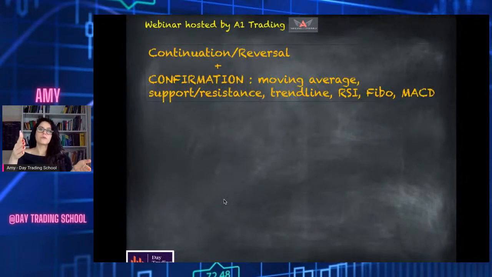And then use a confirmation that goes together with your overall strategy. That means moving average or support resistance, trend line, RSI, Fibonacci, MACD, etc. But not all of them, right? Just, I'd use, for example, one. I usually use moving average and support resistance to understand whether my candlestick pattern got confirmed.